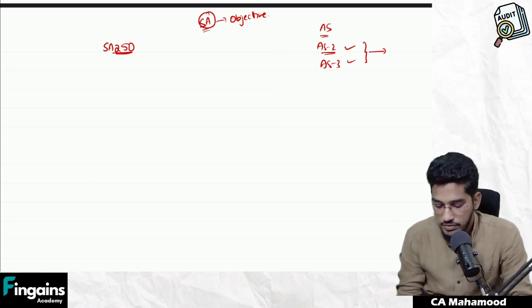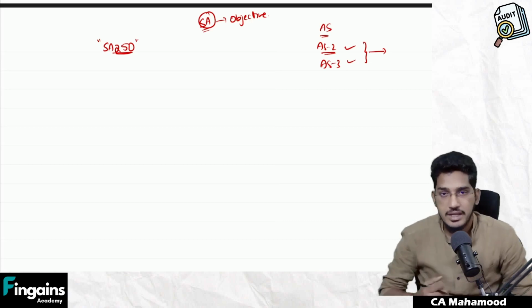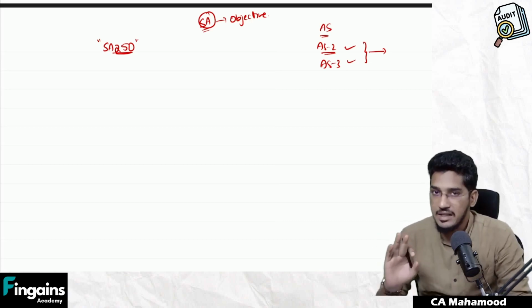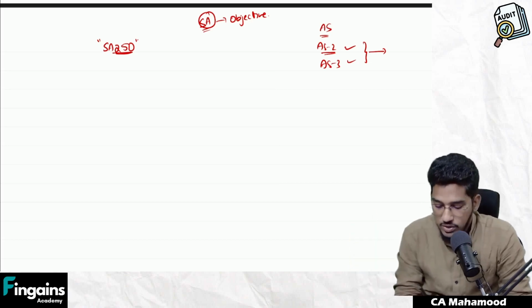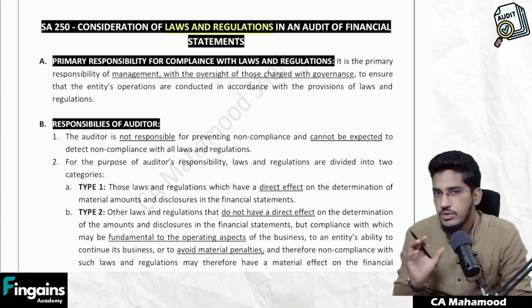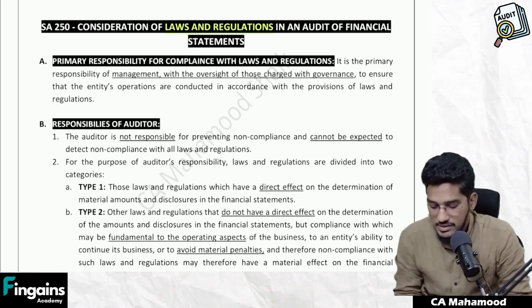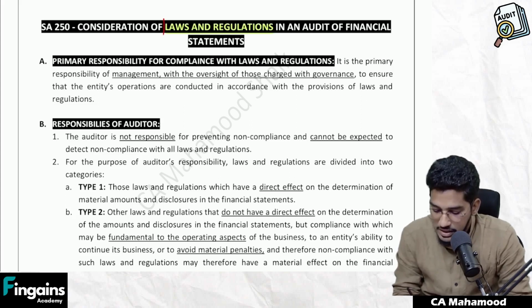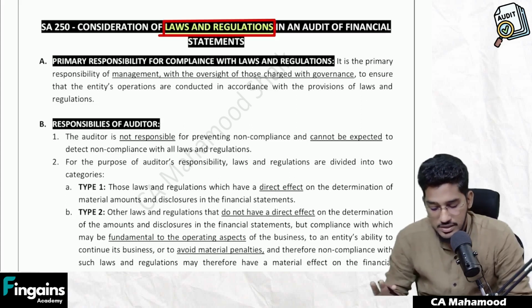Now, as I have told, we will be starting today with SA 250. Let us first try to understand with what objective SA 250 has been given, what guidance this standard is trying to provide, what exactly we are going to learn in this standard on audit. When you look at the title of the standard, if you pay attention to the title itself, the objective of the standard becomes very clear. The title of SA 250 is consideration of laws and regulations in an audit of financial statements.